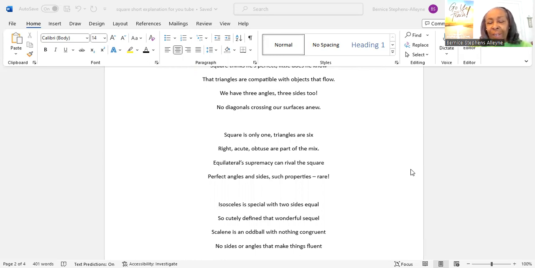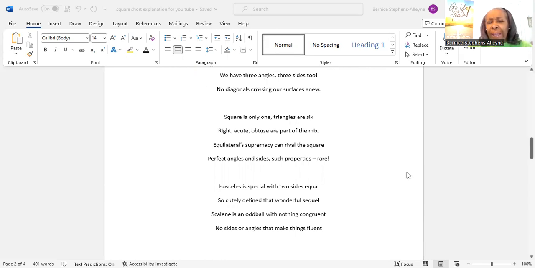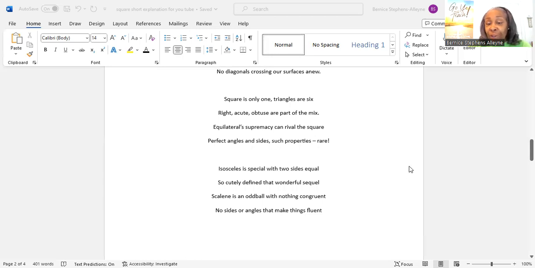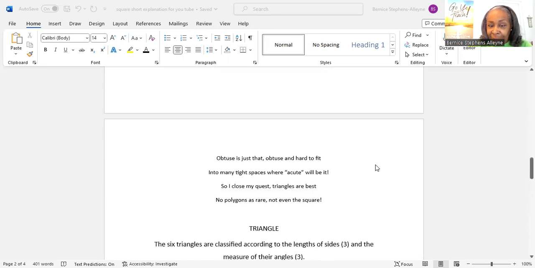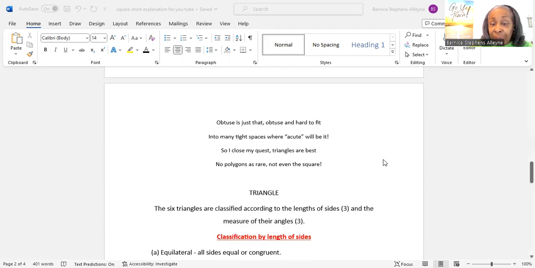Equilateral's supremacy can rival the square. Perfect angles and sides, such properties rare. Isosceles is special with 2 sides equal, so cutely defined that wonderful sequel. Scalene is an oddball with nothing congruent, no sides or angles that make things fluent. Obtuse is just that, obtuse and hard to fit into many tight spaces where acute will be it. So I close my quest. Triangles are best. No polygons as rare, not even the square.